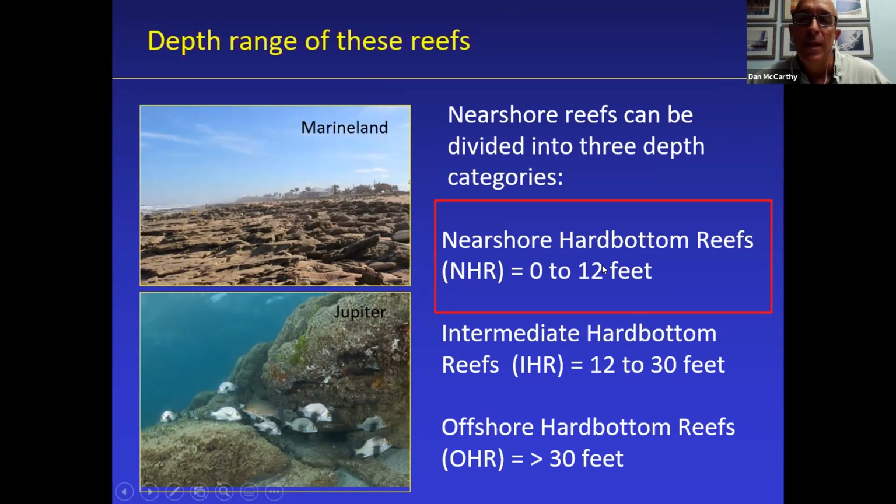Now the next zone is the intermediate hard bottom reefs, or IHR, and this is 12 to 30 feet depth. And then beyond 30 feet, we refer to what's called Offshore Hardbottom Reefs, or OHR, okay? And really the focus of today's presentation is going to be on this nearshore hardbottom reef. We may sometimes call it nearshore reefs, but I want you to be aware that's what we're talking about. And sometimes we'll talk about connections between this reef area and other reef areas as well.